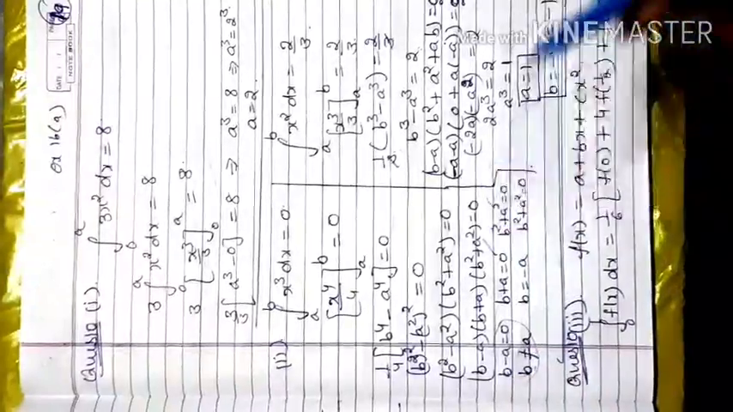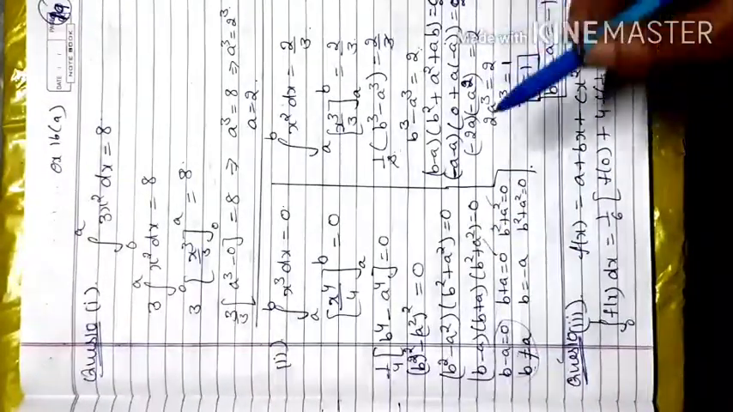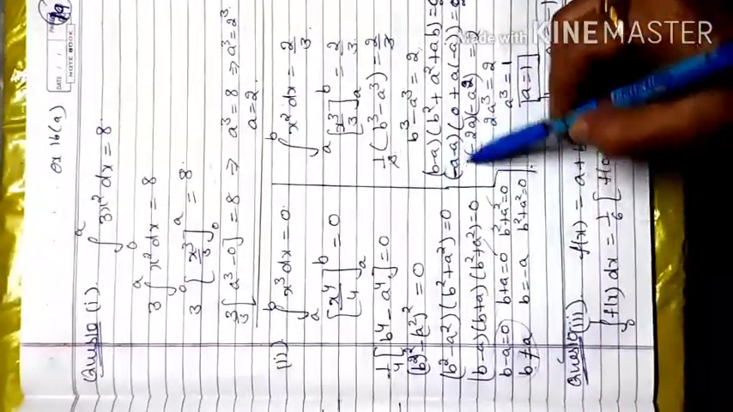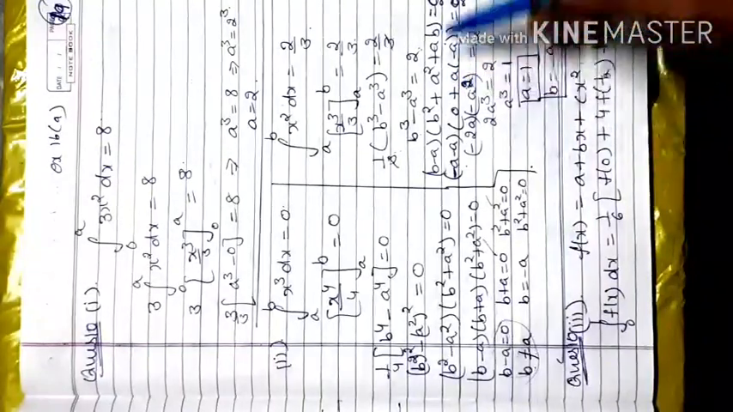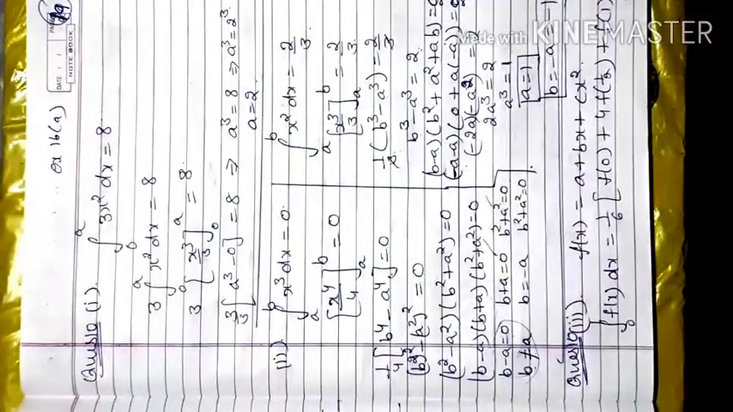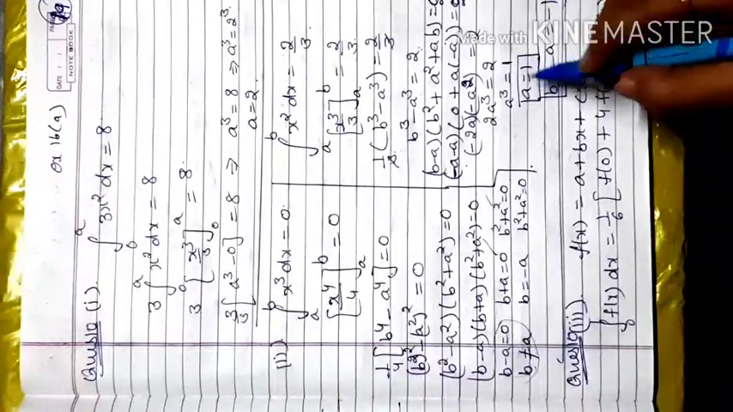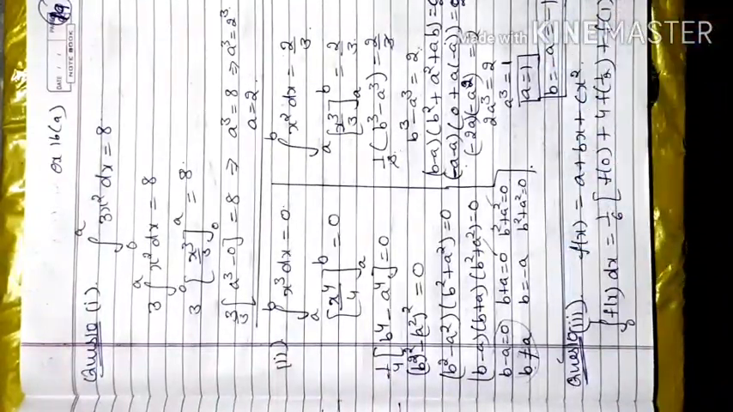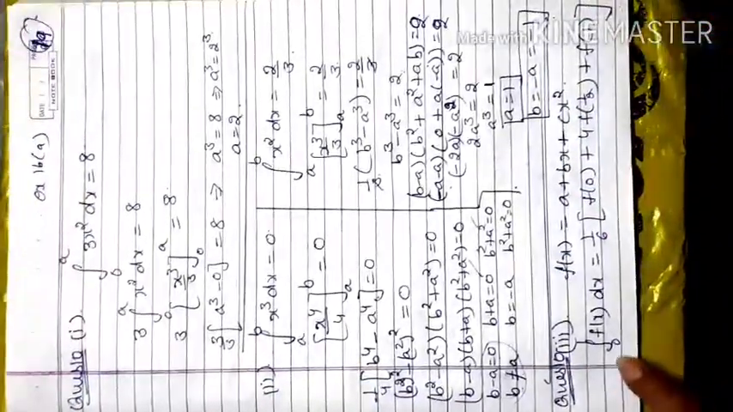So we take just these two assumptions and apply them here. In place of b, I apply minus a, and b square plus a square is equal to 0. So after this we get the value of a as 1, and if a is 1, b is equal to minus a, that is equal to minus 1.